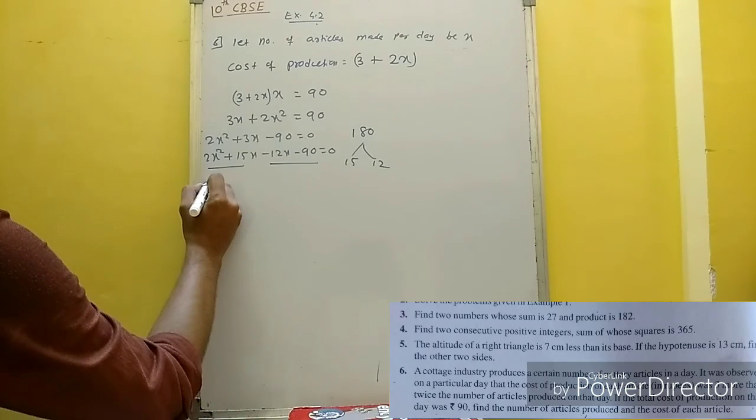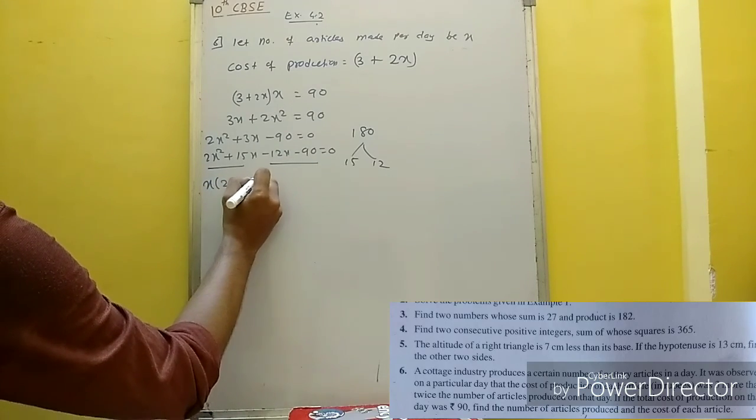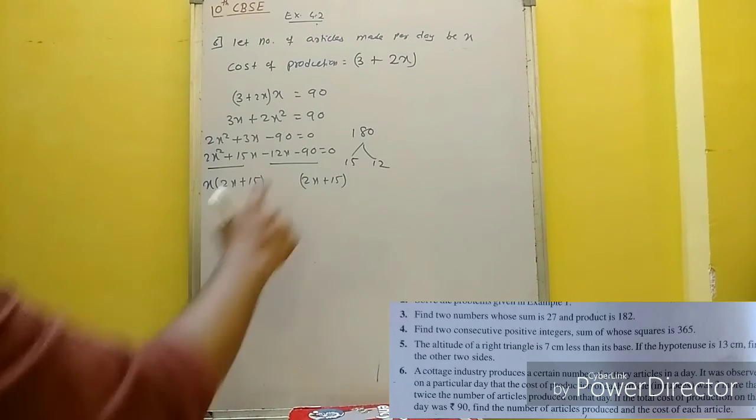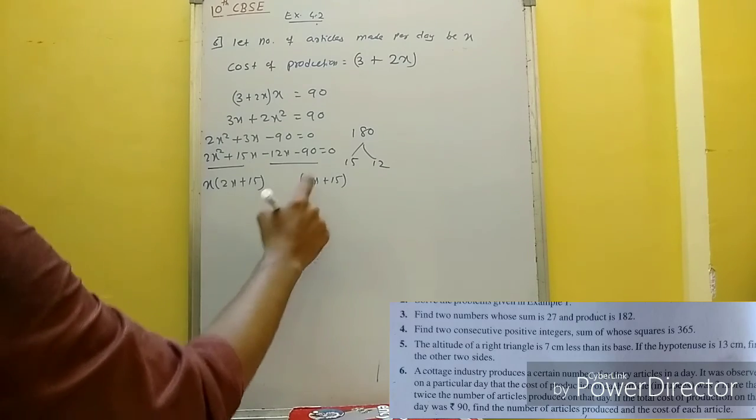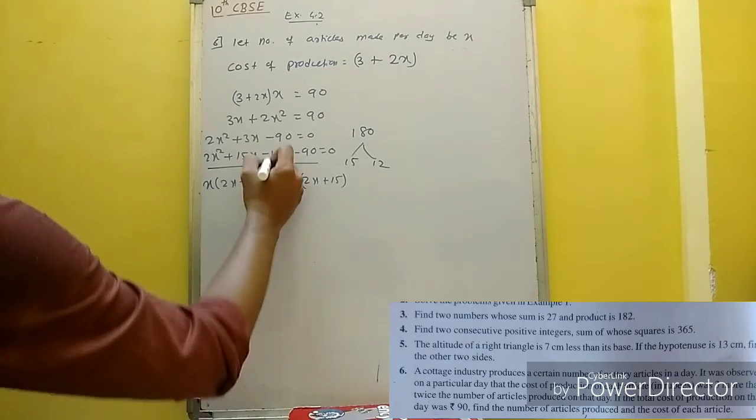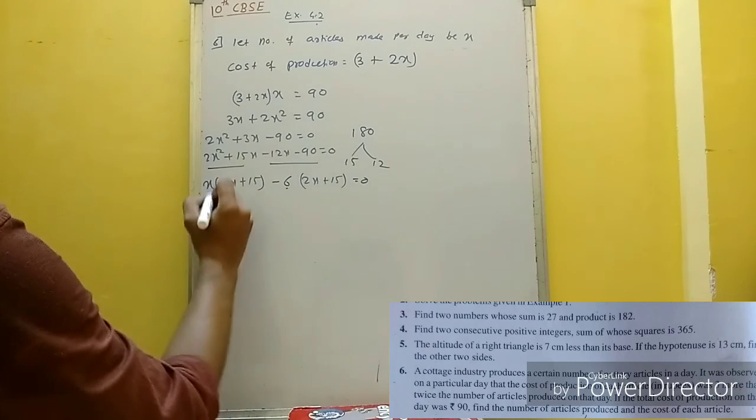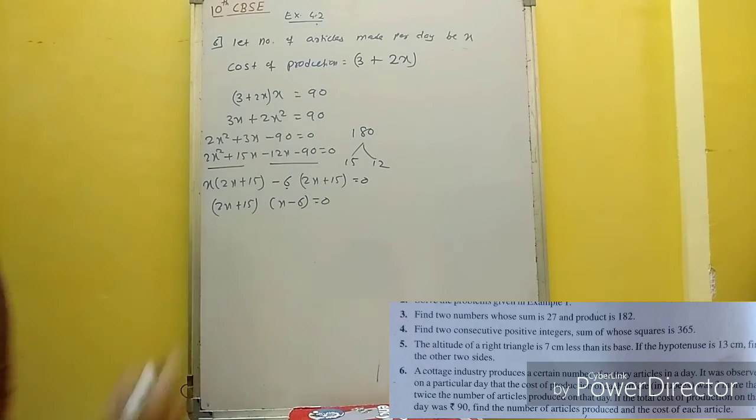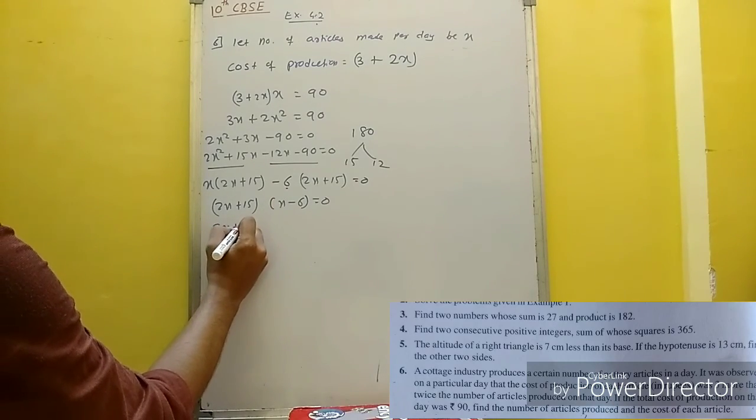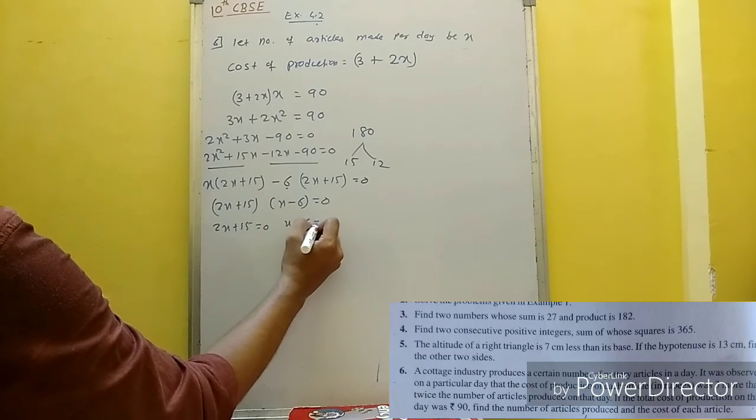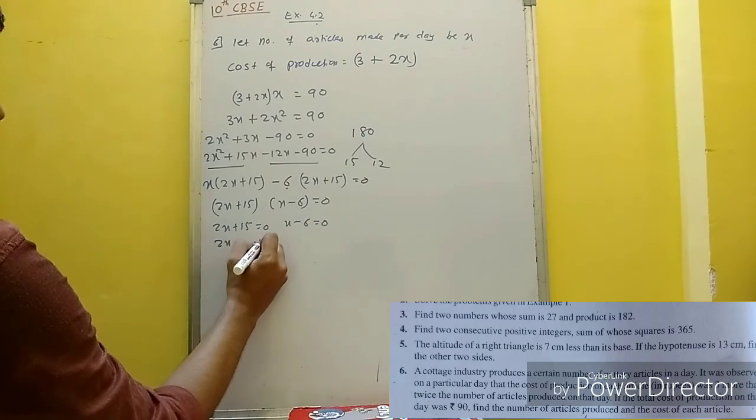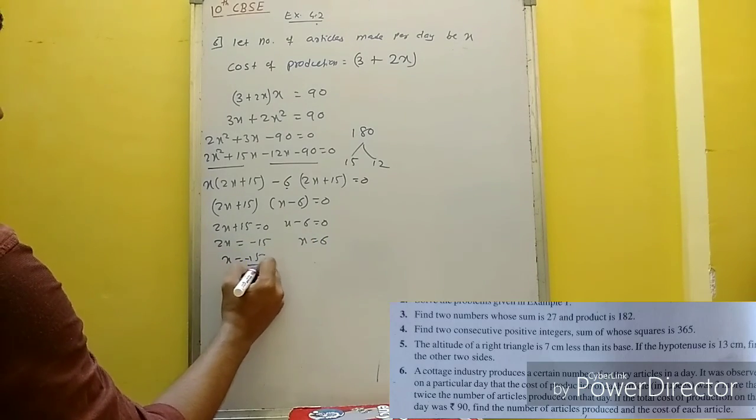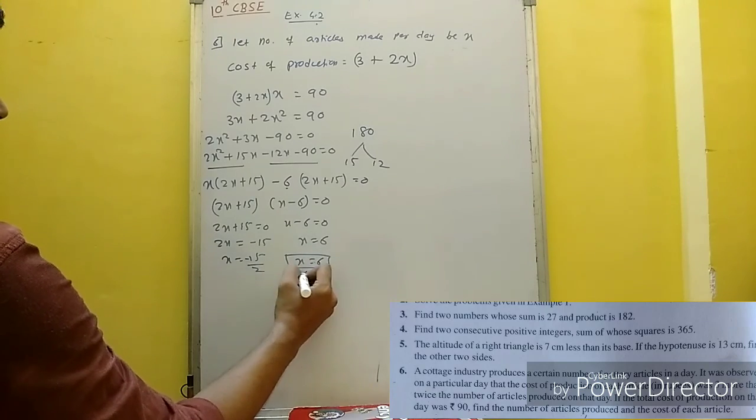So when we will take x common, we will have 2x plus 15. Here also 2x plus 15. Okay, so signs are changed. Now as the signs are changed, we can take minus sign common as well as 6. So because 6 2s are 12, we have 2x plus 15 and x minus 6 is equal to 0. So 2x plus 15 is equal to 0. X minus 6 is equal to 0. 2x is equal to minus 15, x is equal to 6. X is equal to minus 15 upon 2 and x is equal to 6.